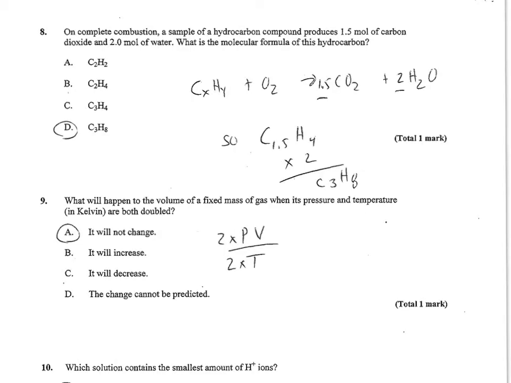Number 8 says, on complete combustion, a sample of a hydrocarbon compound produces 1.5 moles of carbon dioxide and 2 moles of water. What's the molecular formula of this hydrocarbon? I wrote a balanced equation, and I knew it should be 1.5 moles of CO2 and 2 moles of H2O. So if I look back, that means my starting reactant had to have 1.5 moles of carbon in it and 4 moles of hydrogen in it, because that's what shows up on my product side. And since C1.5H4 isn't a proper compound, I doubled that to C3H8.